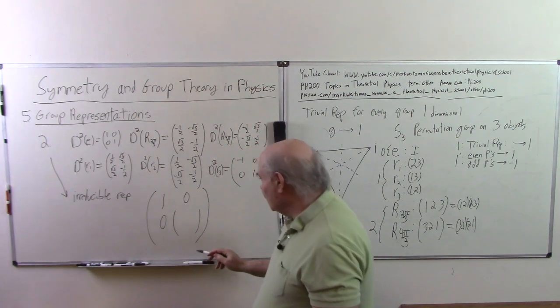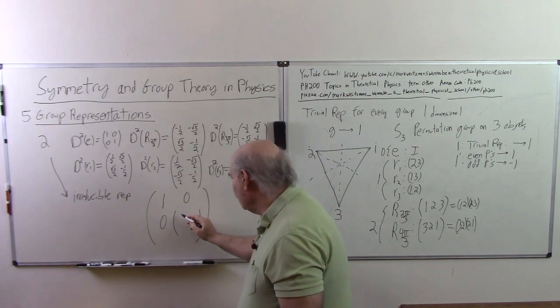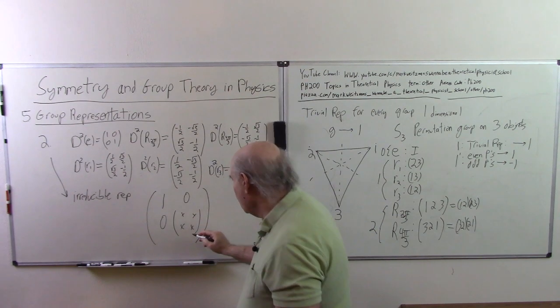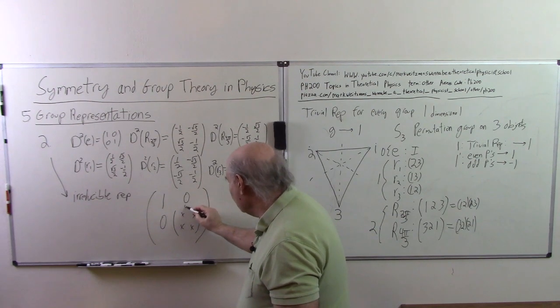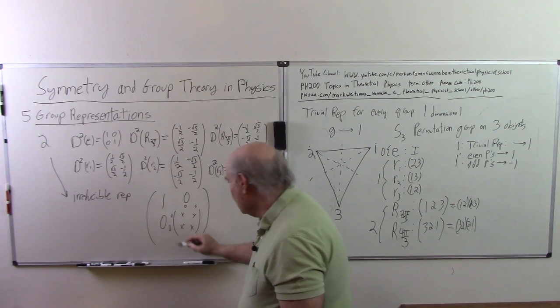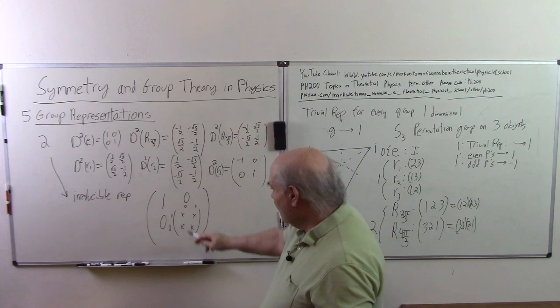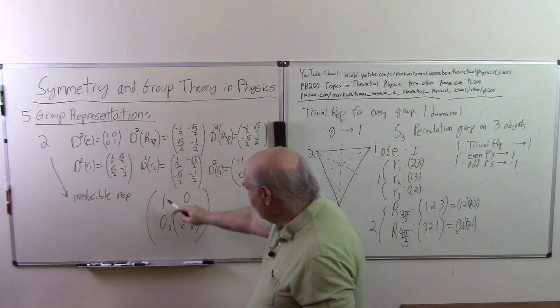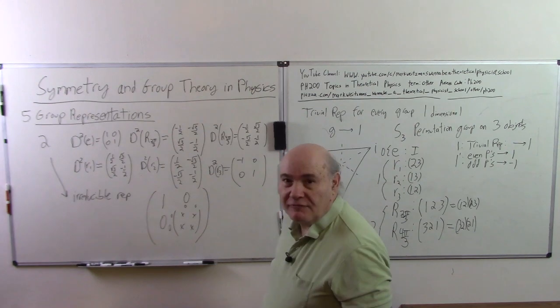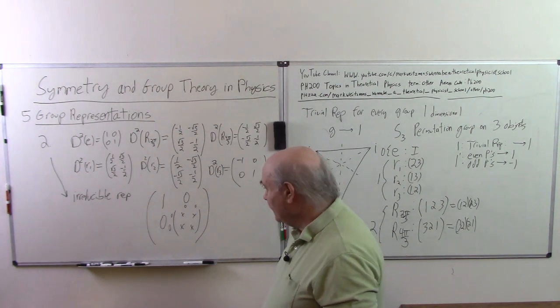And what this means is, this is a 2 by 2, and this 0 is like 0, 0, and this 0 is like 0, 0. So you might be able to put all the matrices in the form where it's what we call block diagonal. If you can do that, the representation is reducible.